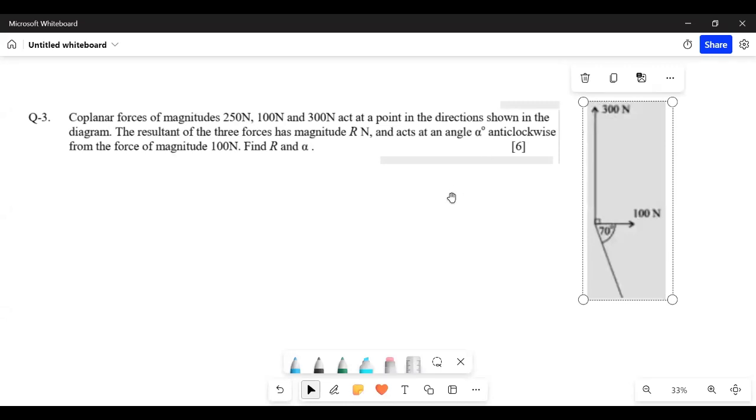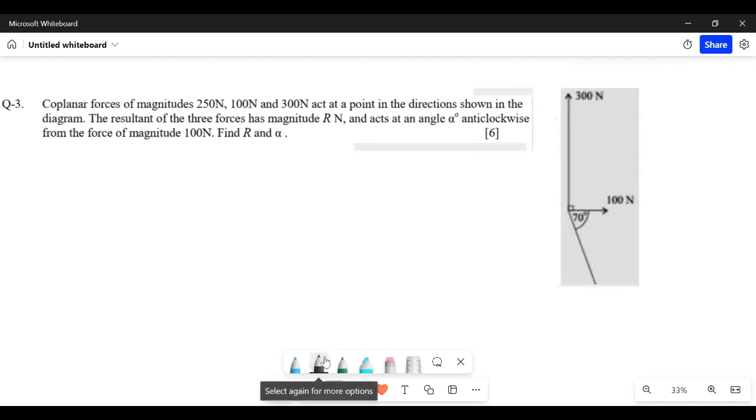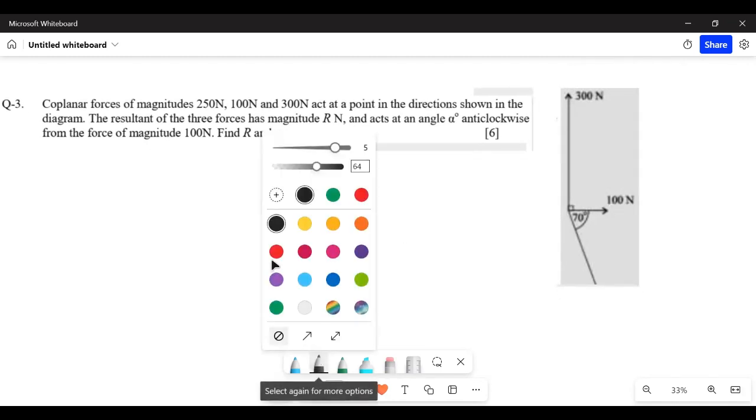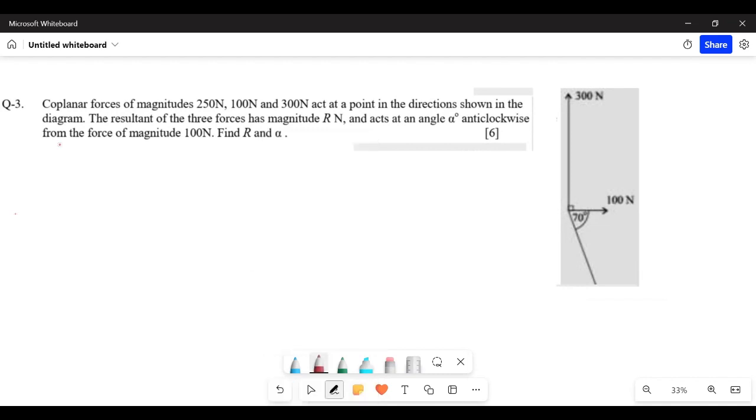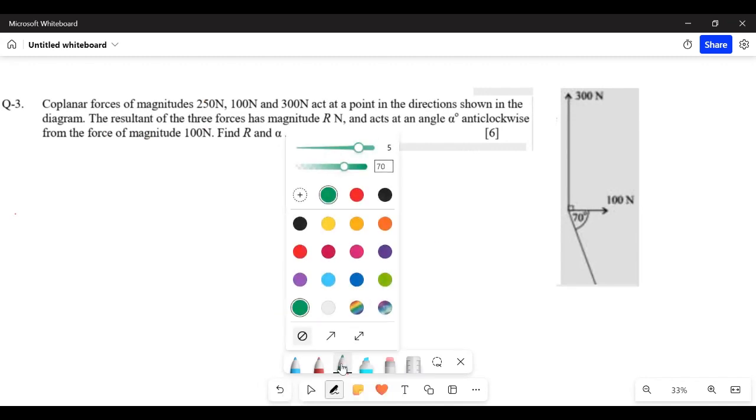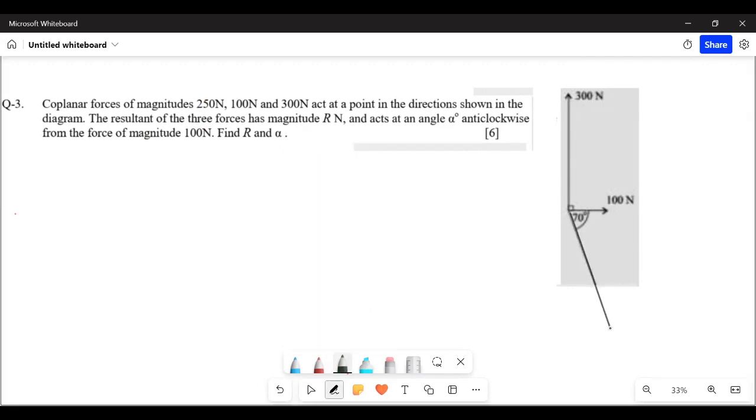Question number 3 of the worksheet. Force as vector quantity. Okay, so the question is that coplanar forces of magnitude 250 newtons, 100 newtons, and 300 newtons. So the one missing in the figure is 250 newtons. This is the 250 newtons force. Act at a point in the directions shown in the diagram.